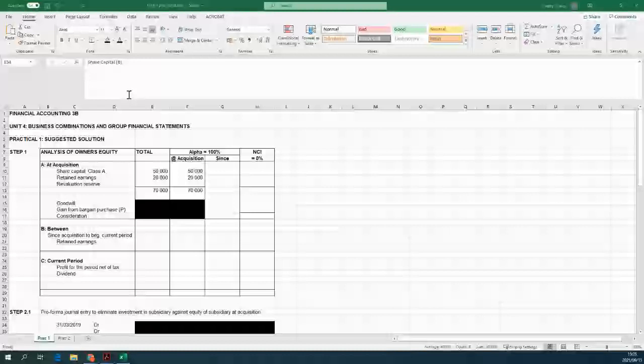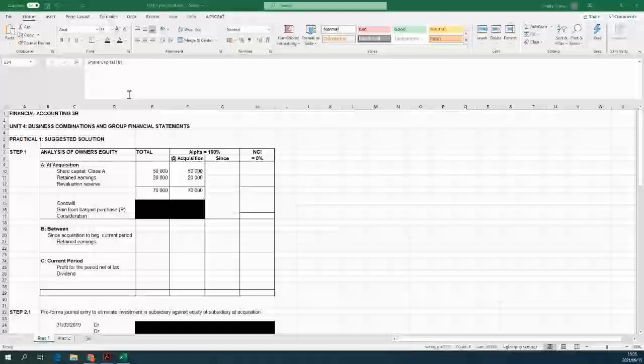It's 80,000. Okay, great. And where did you get that figure from, the trial balance? Okay, so that figure comes from the trial balance. If you have a look at the trial balance, you'll see in Alpha's column there that Alpha has investment in Beta of 80,000. So we know that because in Alpha's books, it is showing investment in Beta, this is the amount that Alpha paid for Beta. Okay, so that is the consideration paid in this scenario.